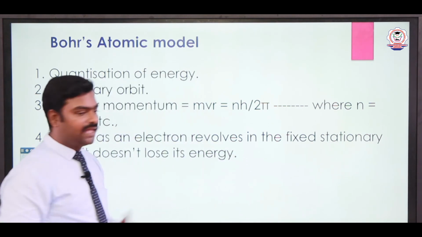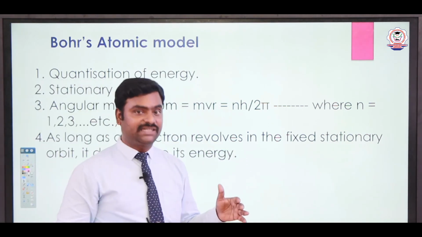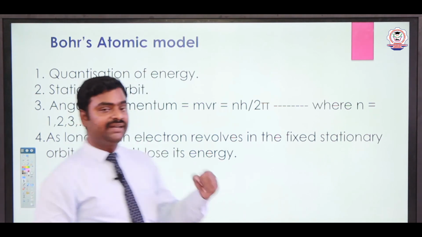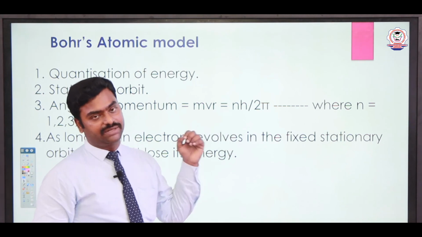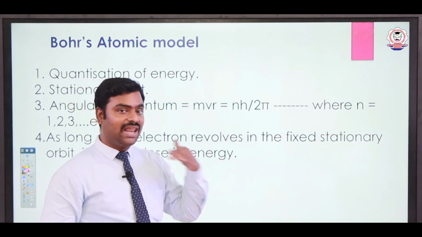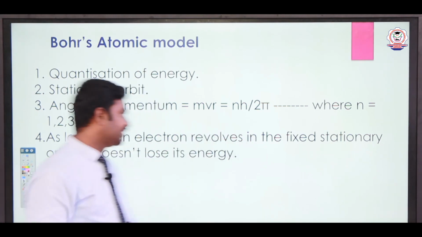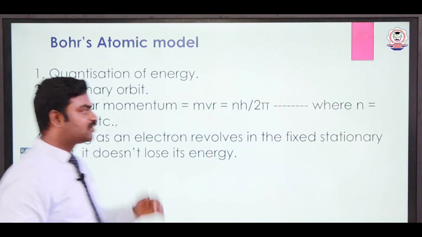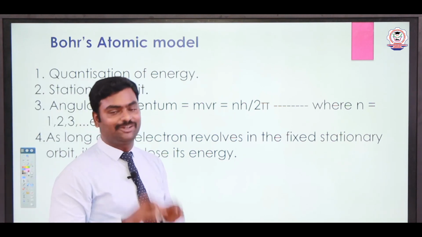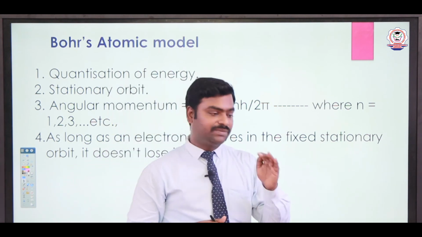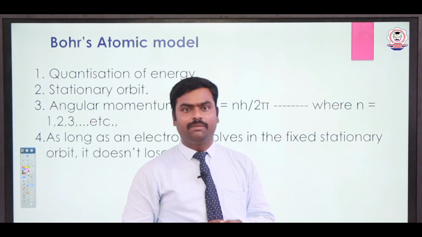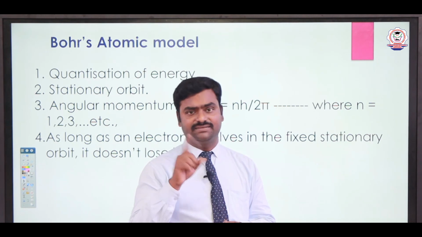Next, the quantization of angular momentum. The allowed orbit can be identified using the equation n h divided by 2 pi. This is the allowed angular momentum. Next, as long as the electron revolves in the fixed stationary state, it won't lose energy, but we can excite an electron from the ground state to a higher energy state by irradiating that electron.